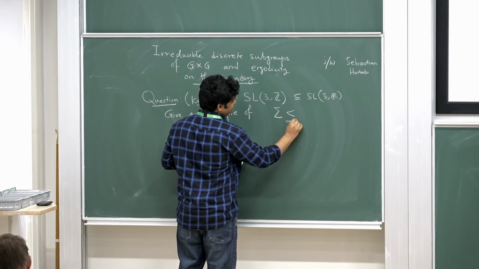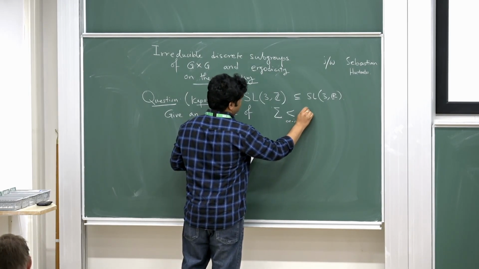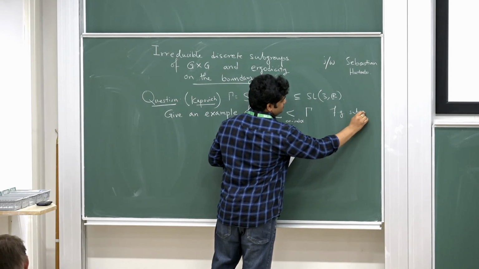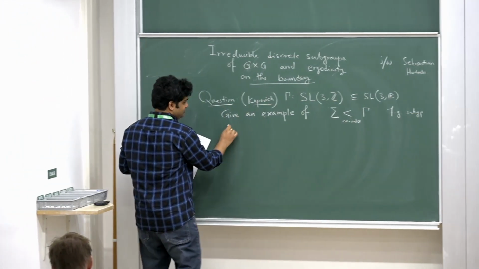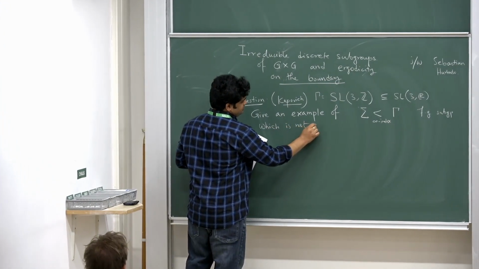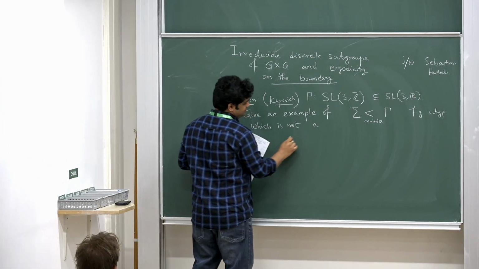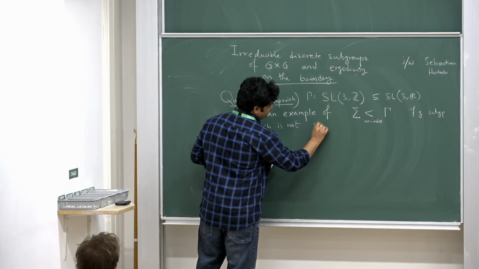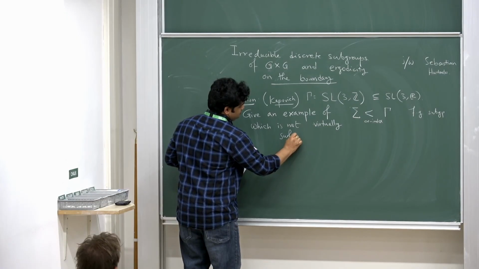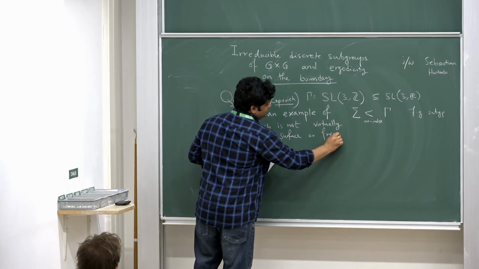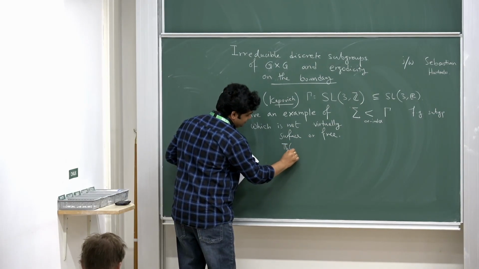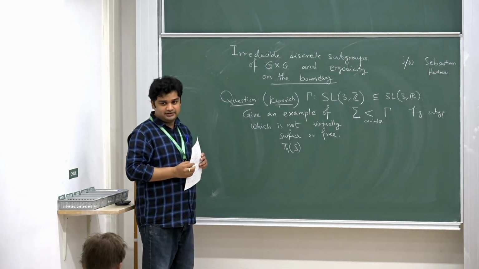So give an example of an infinite index finitely related subgroup which is not a surface group, which is not virtually a surface group or free group. By surface group I always mean the fundamental group of a closed hyperbolic surface.